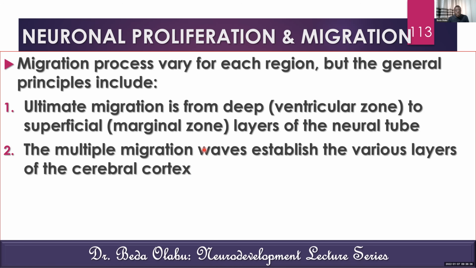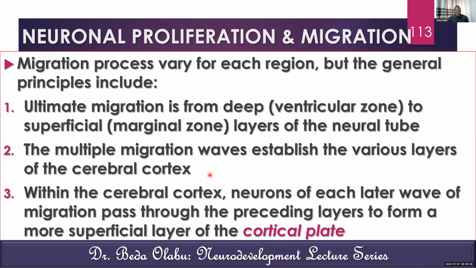The other take home is this, that we have multiple migratory waves, and these multiple migratory waves are the ones that lead to the formation of a multi-layered cortex, because there are multiple waves of migration. Within the cerebral cortex itself, neurons which are of a later wave will pass through preceding layers to form more superficial layers in the cortical plate. So later waves of migration form more superficial layers of the cerebral cortex.